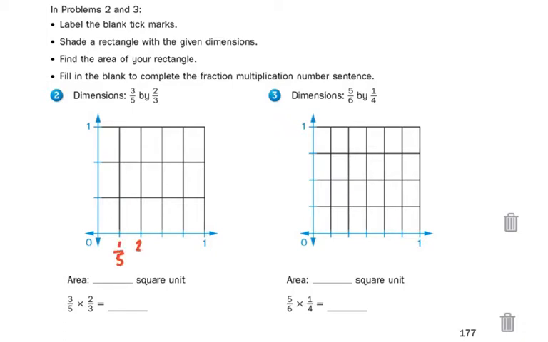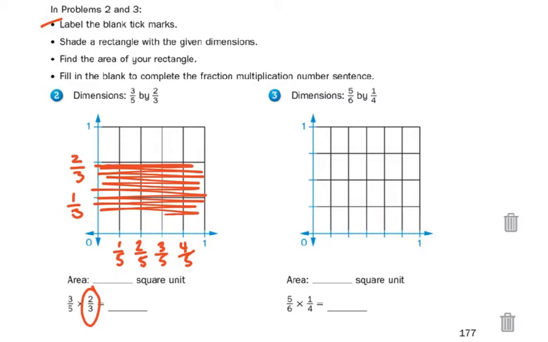1/5, 2/5, 3/5, 4/5. There's 1, 2, 3 equal parts. So 1/3, 2/3, 3/3. Done with that first one. Now I'm going to shade in 2/3. Next, I'm going to find 3/5 of that. 3/5. So now I'm just shading in 3/5.